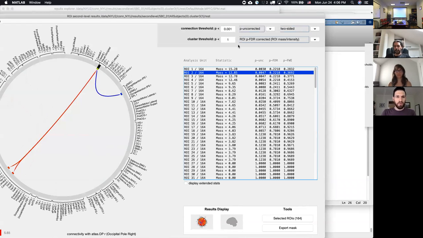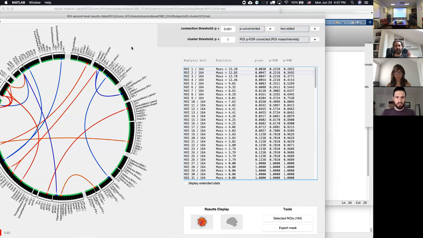Is that independent of direction? Not really, because these connections are really bidirectional in the sense that they were actually computed using bivariate correlation.